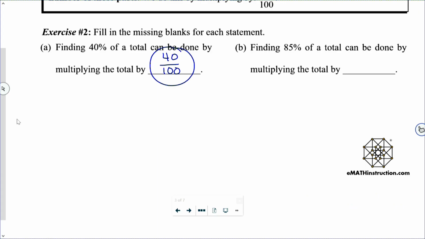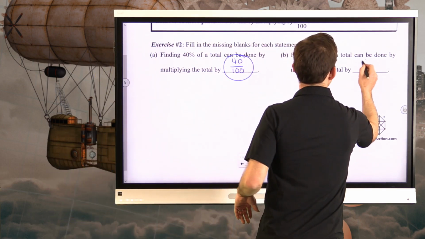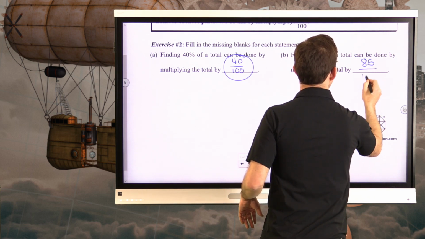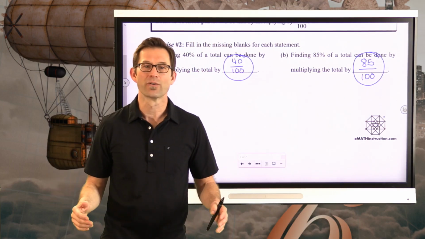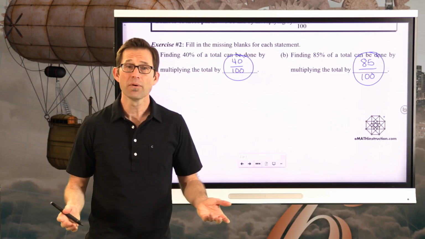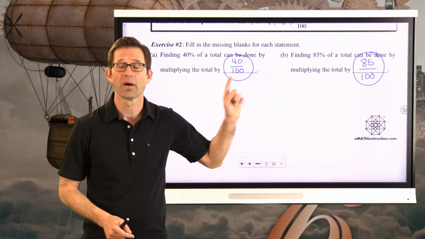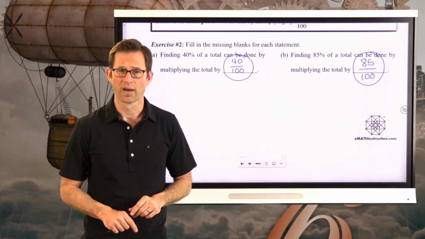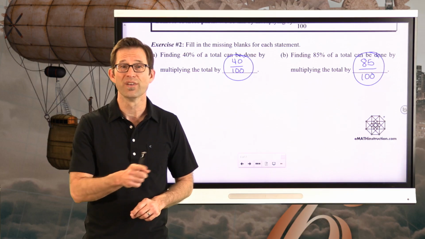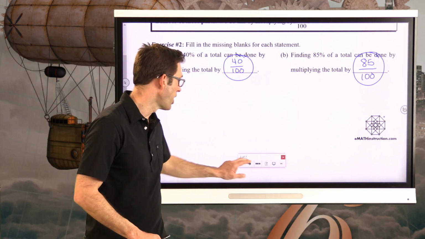This is pretty easy. How about letter B? Finding 85% of a total can be done by multiplying the total by, well, again, no need to pause the video. All we need to do is multiply the total by 85 100ths. Now, I know multiplying by fractions is not your favorite thing, okay? But keep in mind that when you multiply a number by a fraction, you're multiplying by the numerator and dividing by the denominator in either order. And division by 100 isn't the worst thing on earth, right? Because then we just have to move the decimal place 2 units to the left. Let's get some practice on this and some applied problems.